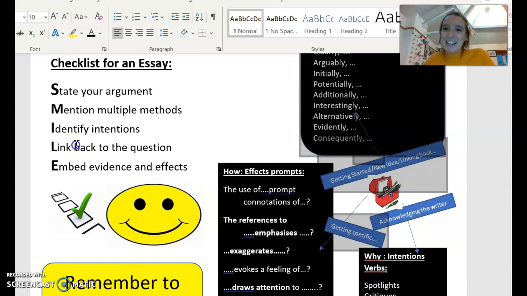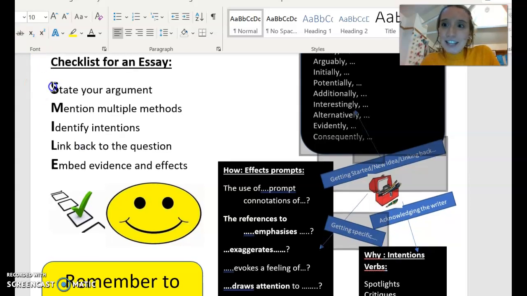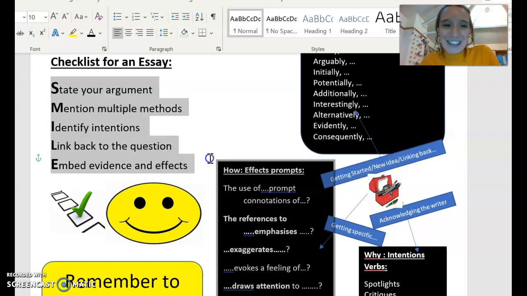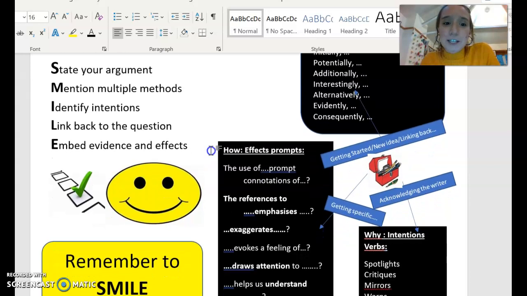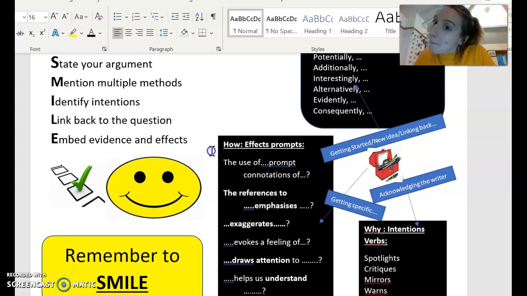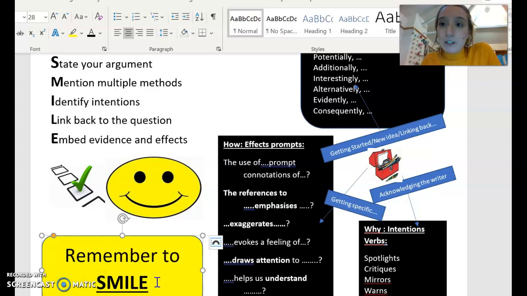This is what we're going to be using next year for all essays for Year 7, 8 and 9. We've made this little checklist. This is our new lockdown checklist for analysis. It is to remember to smile. So when you finish your essay, when you finish your assessment next week, you need to remember to smile. It's an acronym, which means that every single letter in the word smile refers to a thing you have to remember to check off.